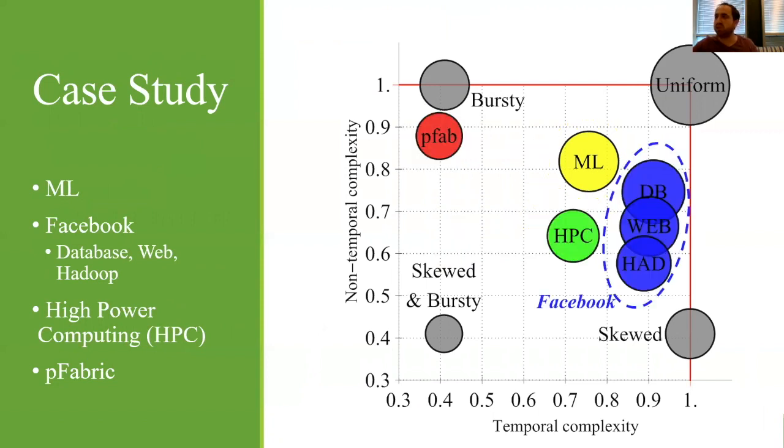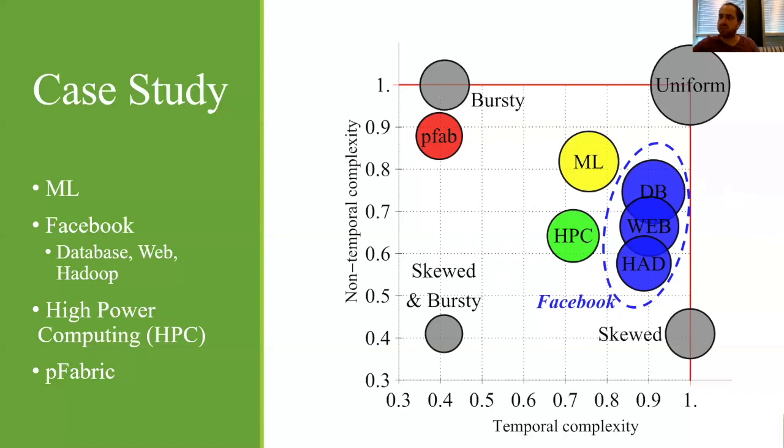We also have results from Facebook. This is a result from a Facebook database cluster, from a web server cluster, and from a Hadoop cluster. All of these show different levels of complexity, but as a general rule, they show more temporal complexity and less non-temporal complexity.